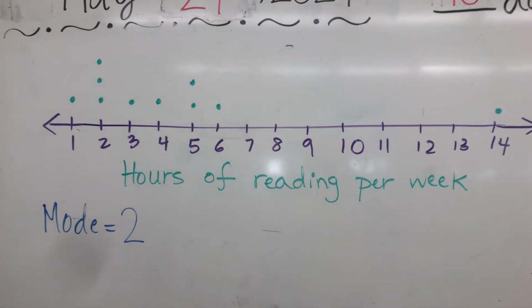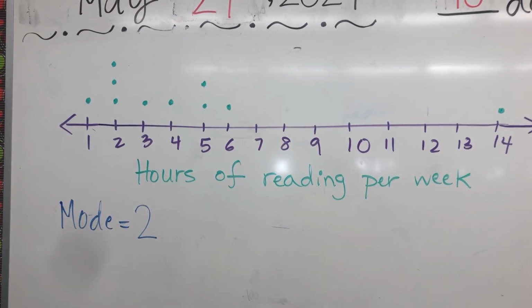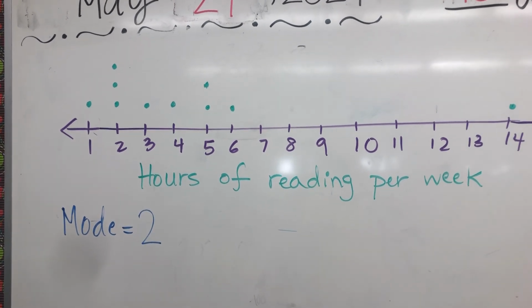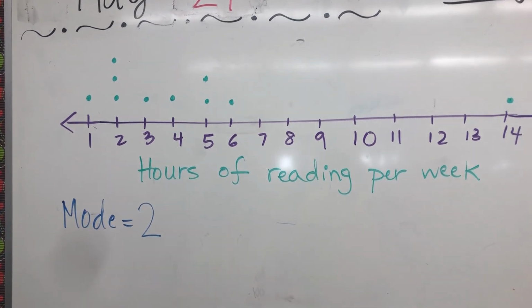So the number that happens most often is two, because that's the only one that has three dots. Everything else has fewer dots. So our mode is two.